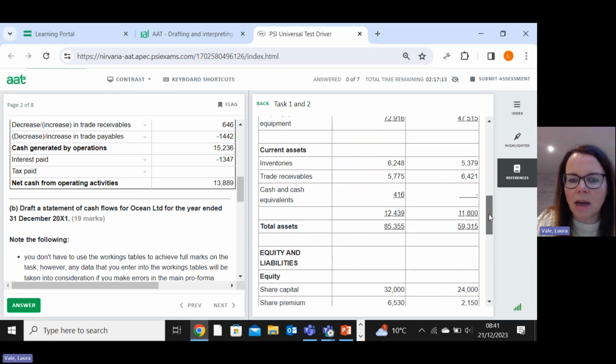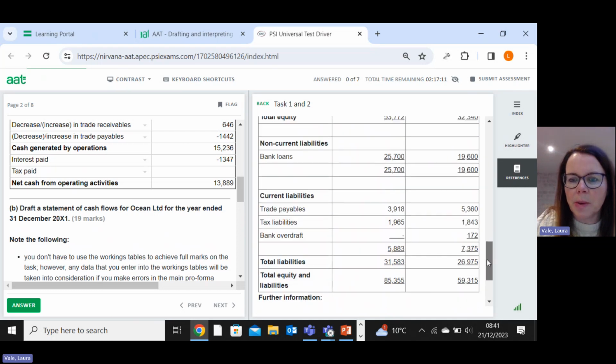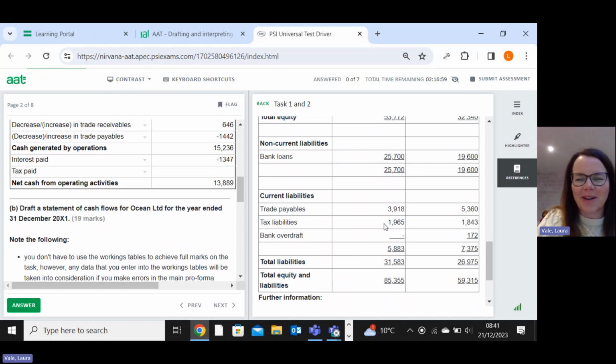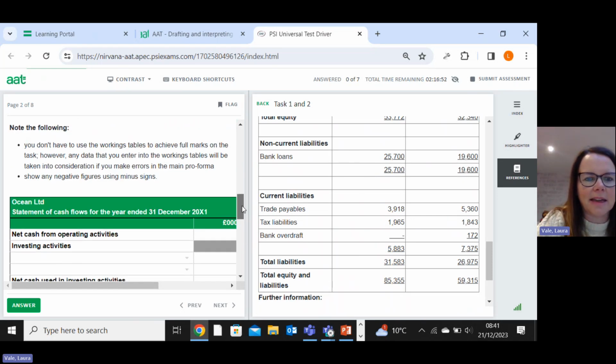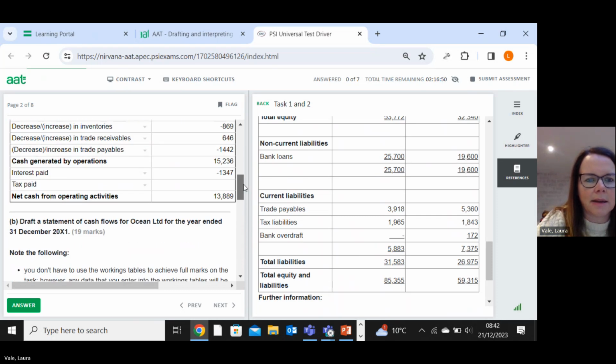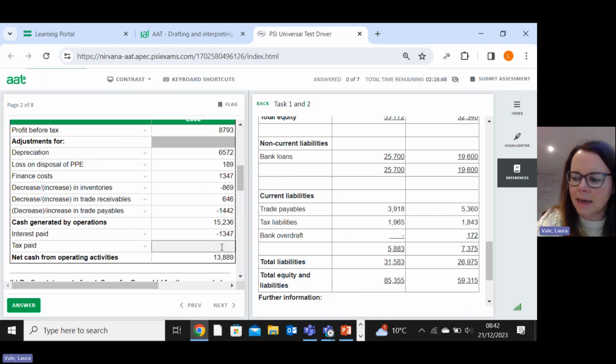And then we know that we still owe 1965. So obviously I haven't paid that yet. So let's minus the 1965. So that gives me a tax paid figure of 1619. So let's just put that in here. So minus 1619, and then that calculates for us the net cash from operating activities.